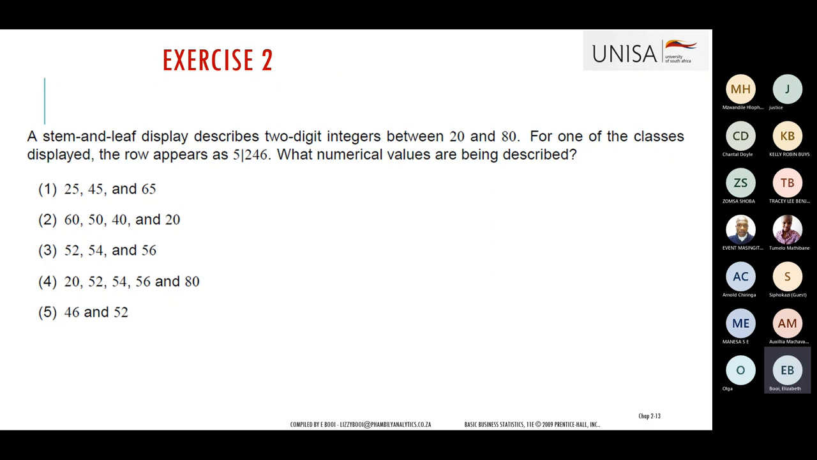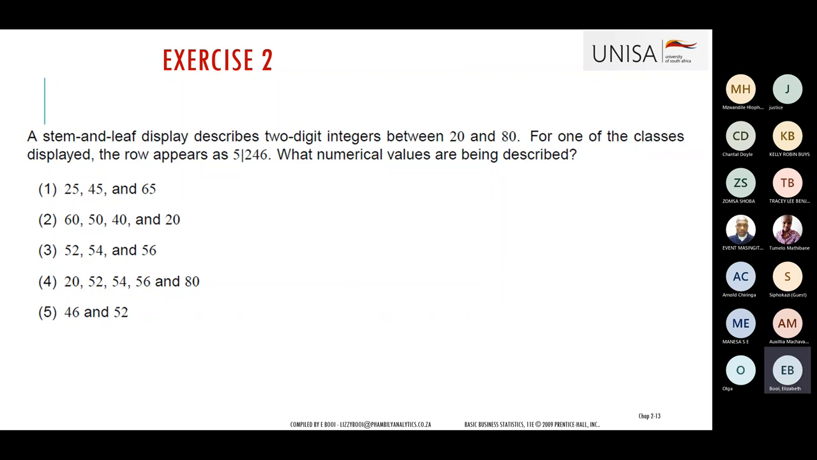So for example, a stem and leaf plot describes two-digit integers between 20 and 80. So here we have 20 and 80, so it means it's 20s and 30s and 40s and 50s and 60s and 70s and 80s in the stem and leaf plot. For the purpose of the classes display, the row appears as such.